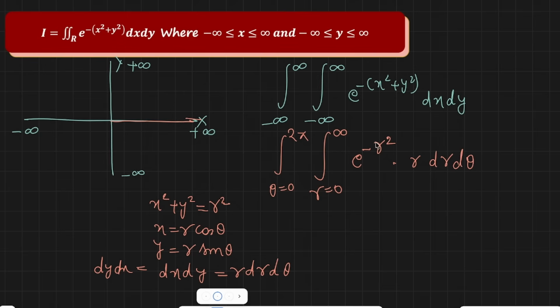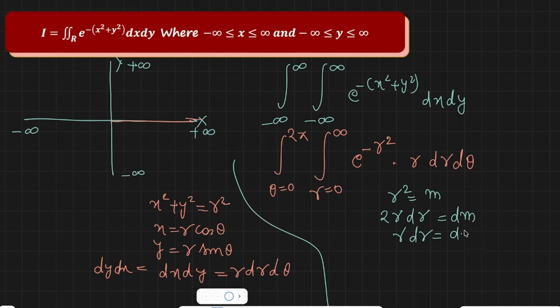Now how to solve this? You take r square as some t, you can solve. Let's take r square equal to, let's say, m. So it is 2r dr equal to dm, so I can replace r dr with dm by 2. Because I am changing this, my limits will also change. At r equal to 0, m is also 0. At r equal to infinity, m is also infinity.